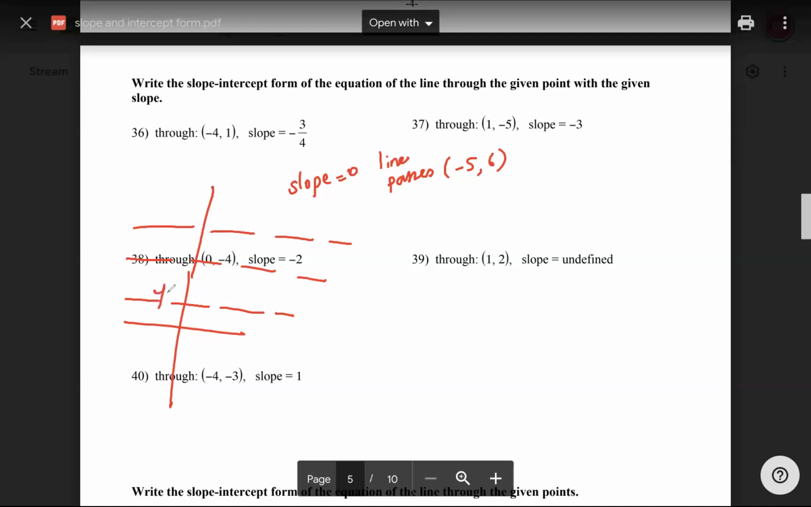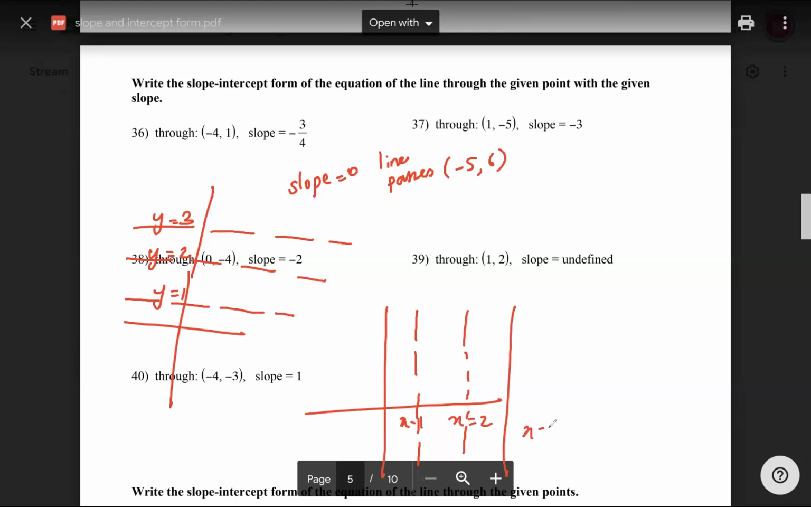So the equation has to be y equal to 1, y equal to 2, y equal to 3. The level changes. If it is a vertical line, what changes? x equal to 1, x equal to 2, x equal to 3. Be it any y value, the x is the same. So we denote vertical lines by x equal to, and we denote horizontal lines by y equal to.